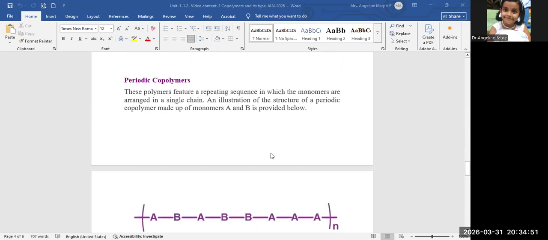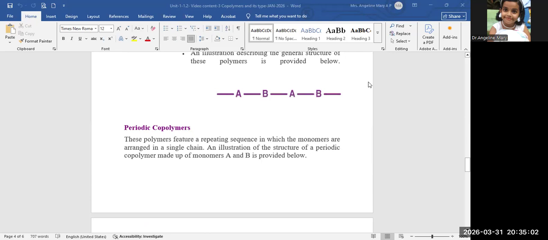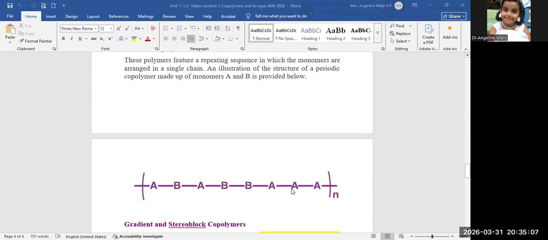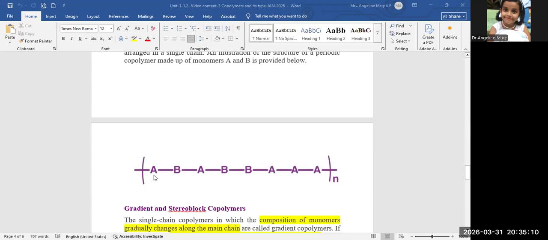Okay. So the periodic copolymers. This polymer features a repeating sequence in which the monomers are arranged in a single chain. Here also it is present in a single chain, but in a periodic way. A periodic copolymer is like first monomer A, second monomer B, again third monomer A, and then the second monomer in a double. Again triple molecules of the second monomer. It goes like this, that is, periodically it increases.